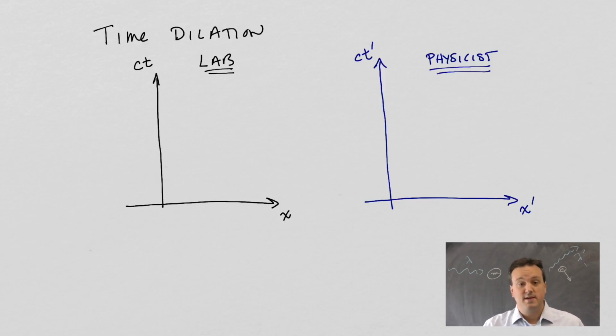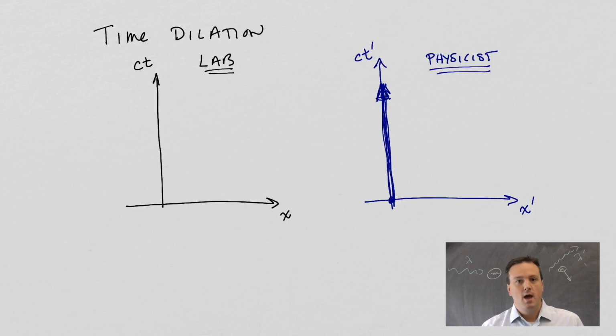Now, we know enough about space-time diagrams to think about what the trajectory of the physicist looks like in both of these reference frames. So in the physicist reference frame, what does the physicist do? Well, she just travels along the world line that represents the ct prime axis, right? When we are in our own reference frames, what we do is we stay at the origin, right?